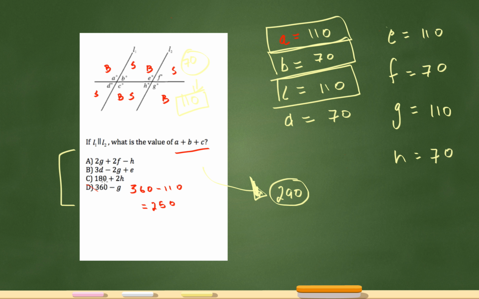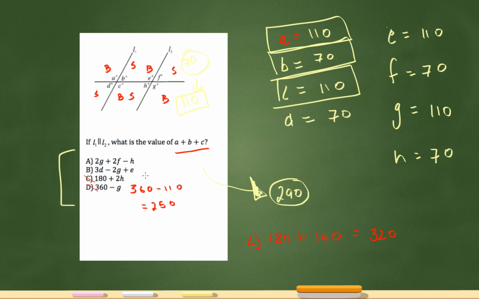And next easiest that it looks like to work with is C. 2 times H. H is 70. 70 times 2 is 140. So I'm going to bring C out. So let's do C right here. So C will be 180 plus 2 times 70, which will be 140. And 180 plus 140 is 320. Which is not what I'm looking for either, so C is gone.